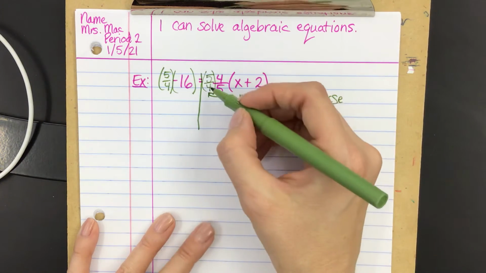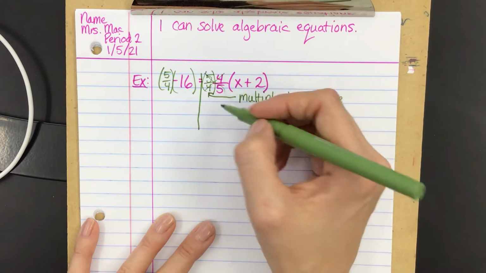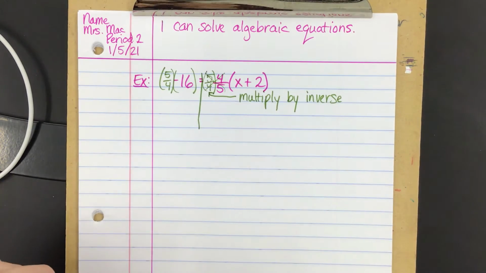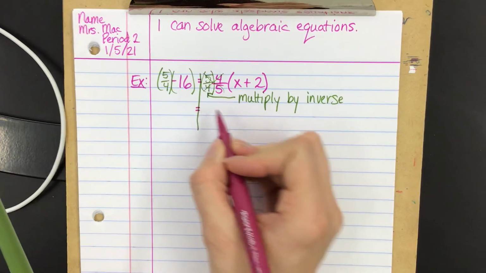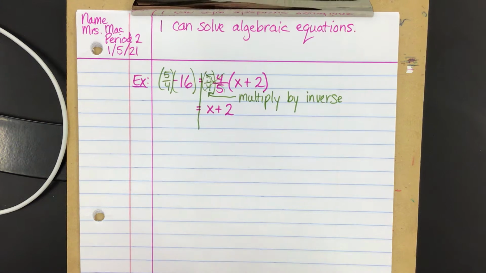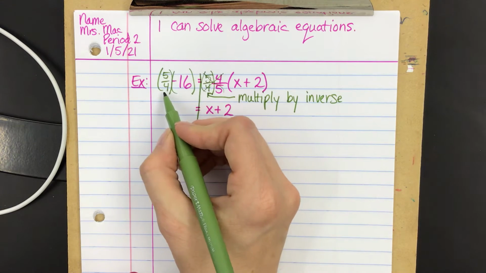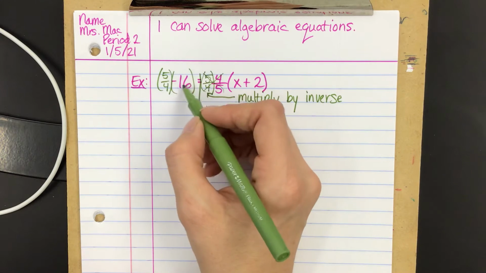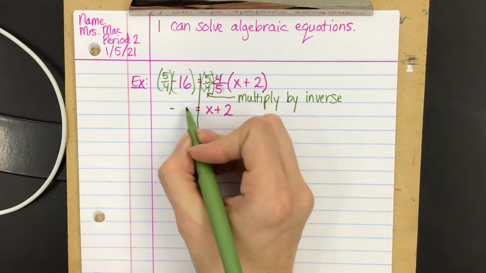4 divided by 4 is just 1, so those cancel out. 5 divided by 5 is just 1. And we've done what we needed to do. We got rid of the 4/5 that was being multiplied by our grouping here. And then what you're left with is x plus 2. Now let's go back and deal with this side right here. Okay, you have 5/4 times negative 16. Well, negative 16 divided by 4 is negative 4. Negative 4 multiplied by 5 is negative 20.